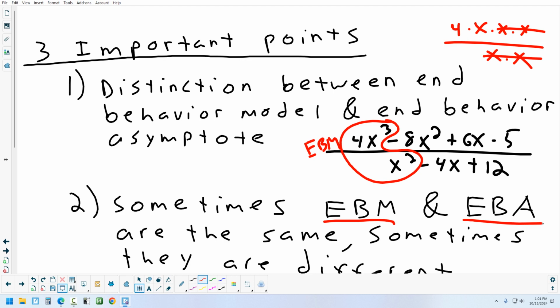The EBA was just in division, right? EBA, this is when you do the long division, and you look at the quotient. And they stand for what again? End behavior asymptote. And end behavior model. Okay. End behavior.